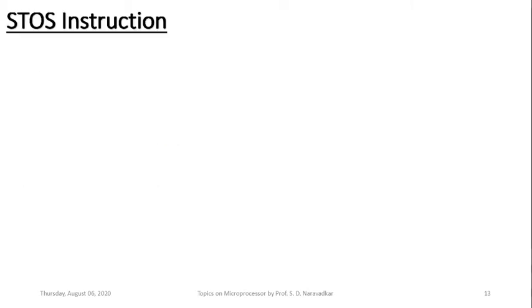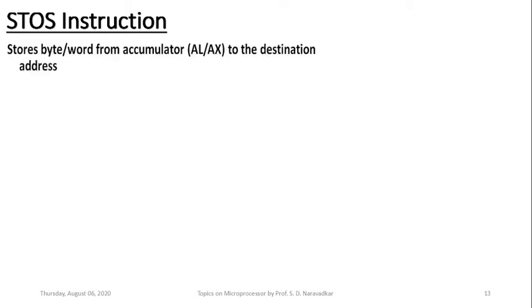Now the next is the store string instruction, exactly opposite to that of the load string. It stores a byte or word from the accumulator. If it is a byte, then the accumulator will be AL. If it is a word, then the accumulator will be AX. It stores a byte or word from the accumulator, which is either AL or AX, to the destination address now. It means that in case of store string, the byte or word from the accumulator will be copied or stored to the destination address.